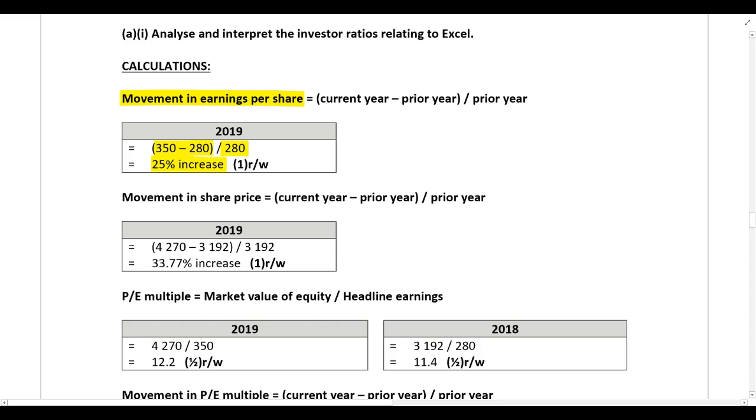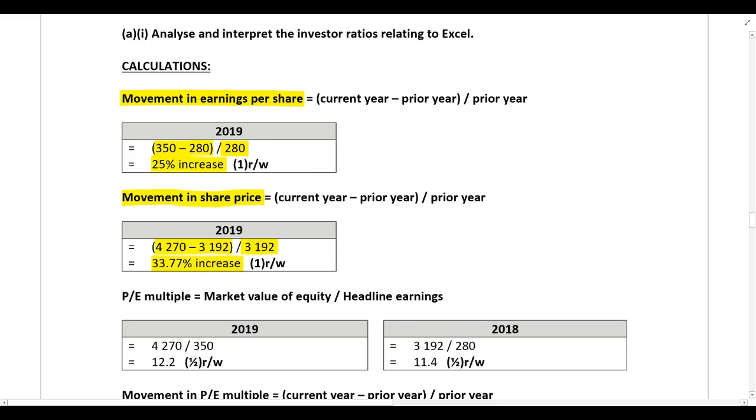Performing the same calculation for the movement in the share price, take the current year share price, deduct the prior year share price, and divide by the prior year share price. So you can see that the share price has increased by 33.77% from 2018 to 2019.